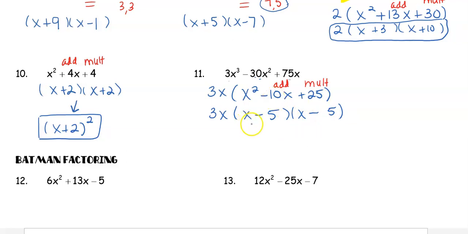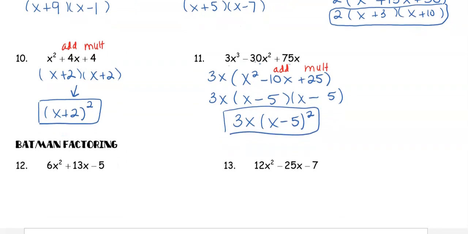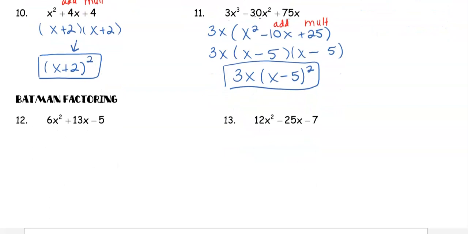So we see that same thing where I have the exact same quantity twice. So I'm going to go one step further and write that as x - 5 quantity squared. And yes, you do have to go that one step further.